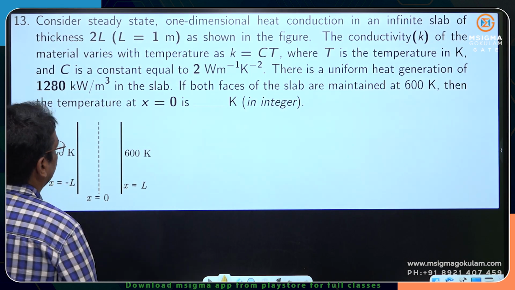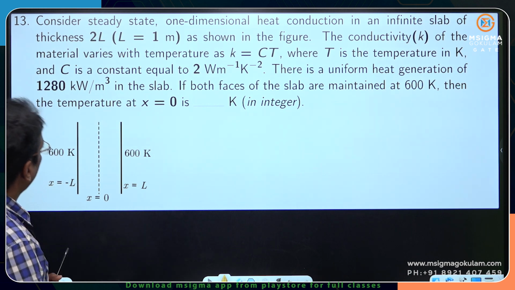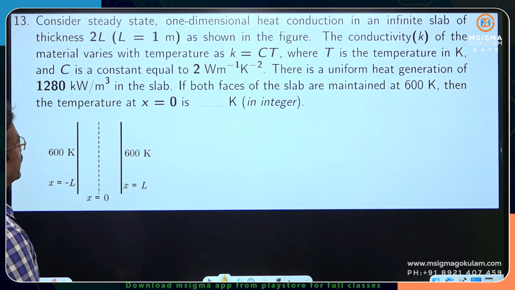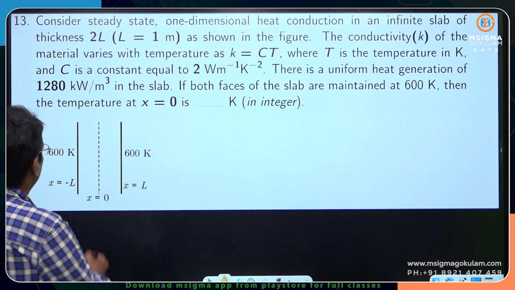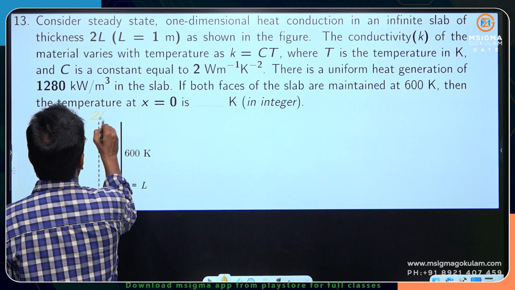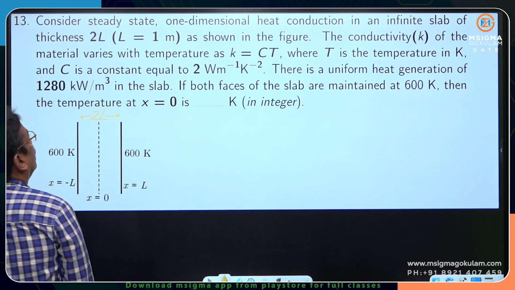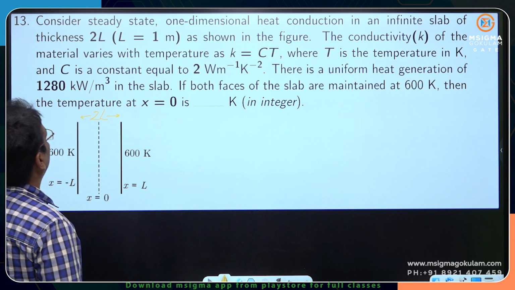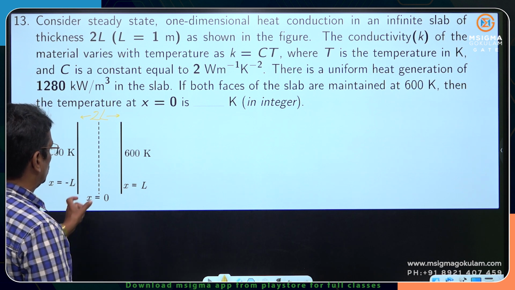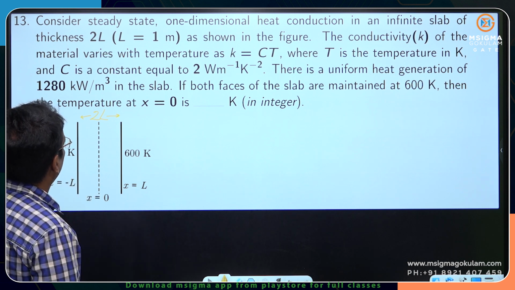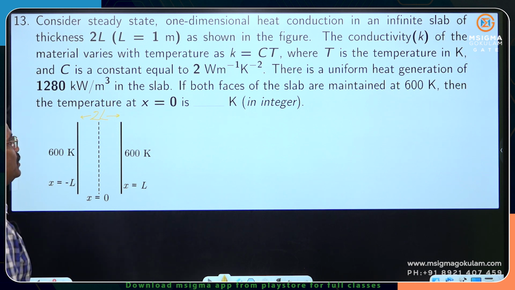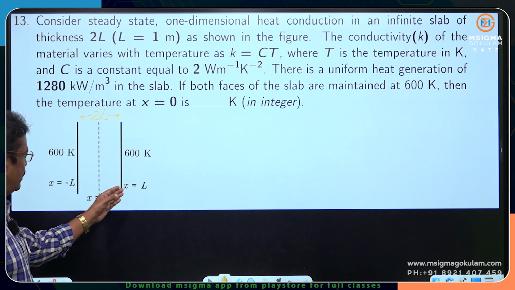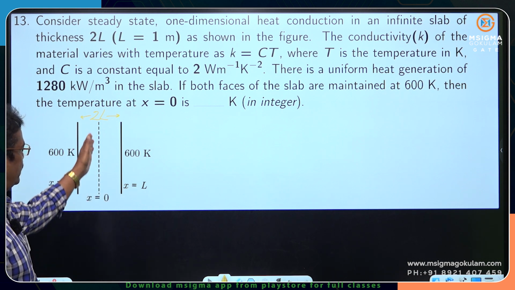Look at this. This is also a heat generation problem. Consider a steady state one-dimensional heat conduction in an infinite slab of thickness 2L. The thickness is 2L here. L is equal to 1 meter. The conductivity K of the material varies with the temperature as K equals C times T, where T is the temperature in K and C is a constant equal to 2. K is equal to 2T. It is a variable thermal conductivity. There is a uniform heat generation of Q dot. If both the faces of the slab are maintained at 600 K, what is the temperature at the midplane?